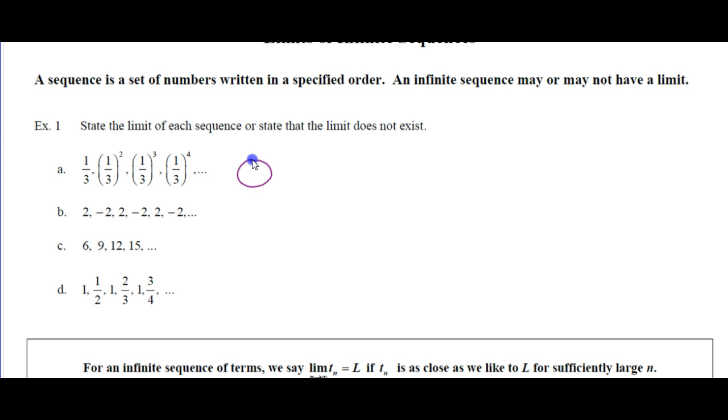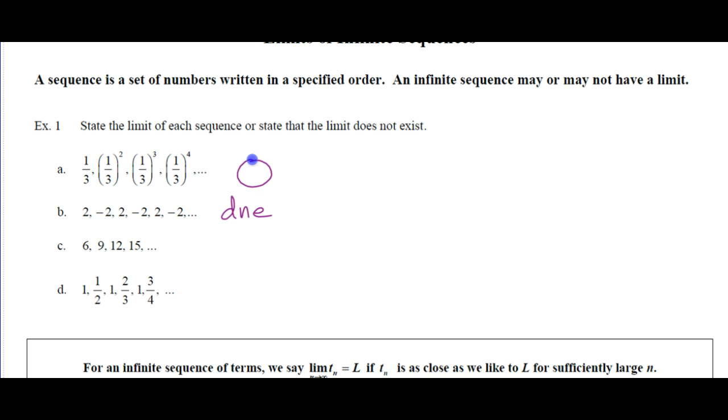2, -2, 2, -2, 2, -2, and so on. There is no limit, right? So it does not exist. It's not going up. It's not going down. It's just alternating between two values.